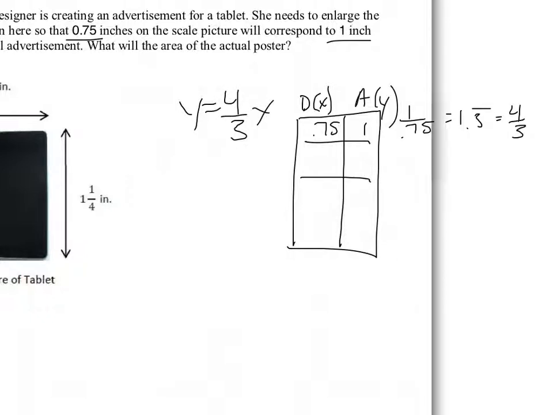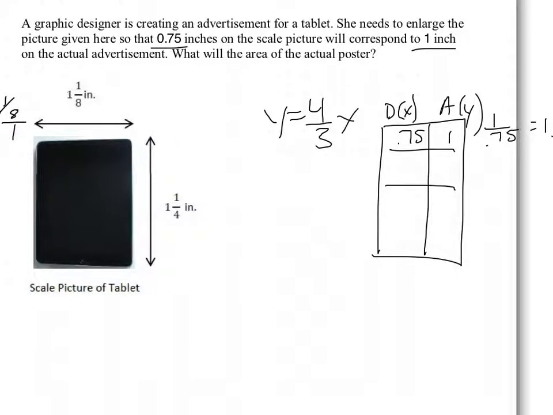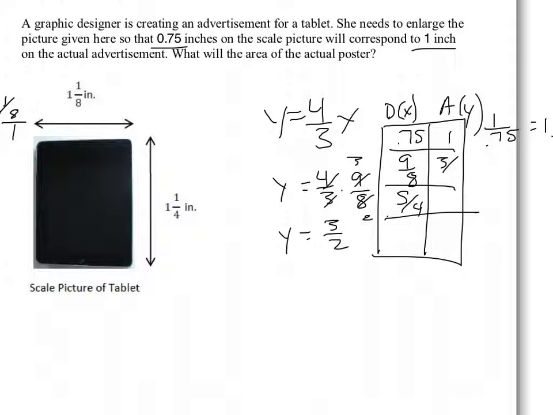All right, what I have to go in here is I have 9/8 and I have 5/4. So y is equal to 4 thirds times 9 over 8. Doing some cross canceling, this is going to leave me with 3. It's going to leave me with 2. So this is y is equal to 3 over 2. And y is equal to 4 thirds times 5 over 4. Cross cancel, this is going to leave me with 5 over 3.